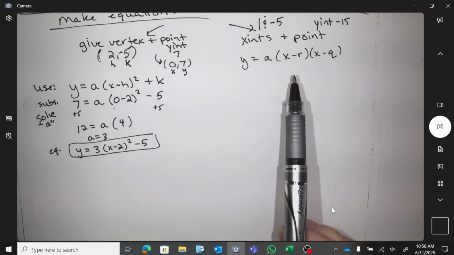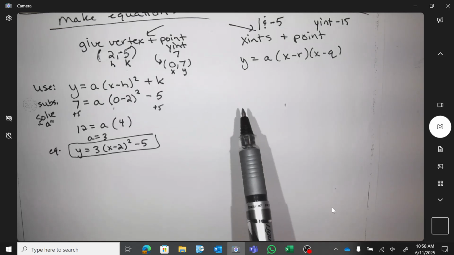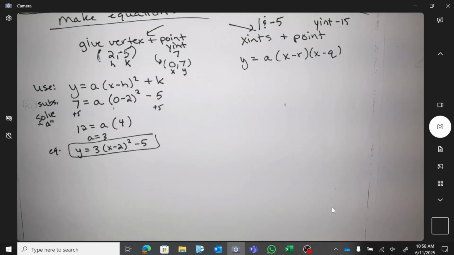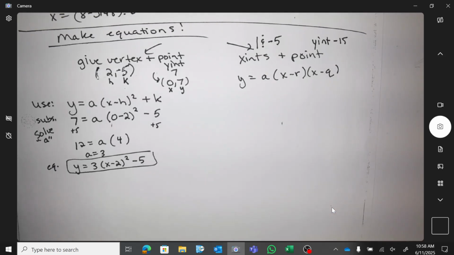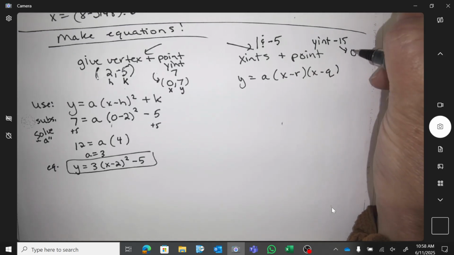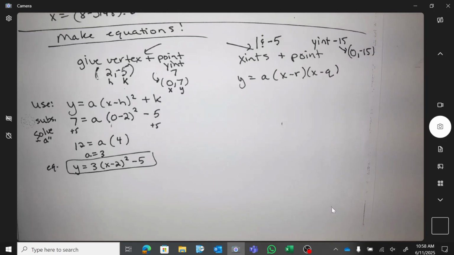Or the other sample is when you have the x-intercepts and a point. So if I did this, the x-intercepts are 1 and negative 5, and the point is y-intercept again, of negative 15. And if I say y-intercept, you better understand again, 0.